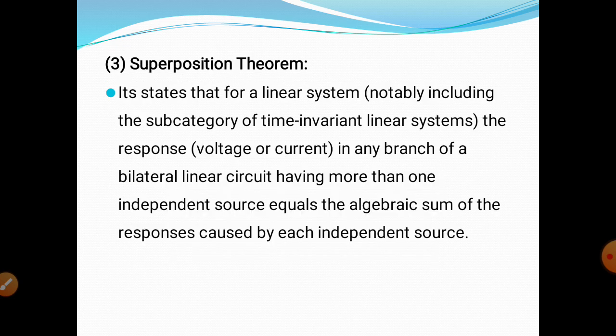And next one is the superposition theorem. The superposition theorem states that for a linear system, notably including the subcategory of time invariant linear systems, the responses of voltage and current in any branch of a bilateral linear circuit having more than one independent source equal the algebraic sum of the responses caused by each independent source. This is the theorem of superposition, and it is a very important theorem.